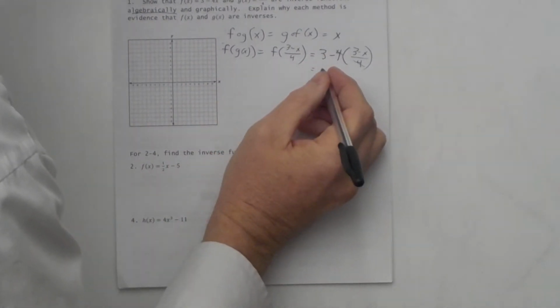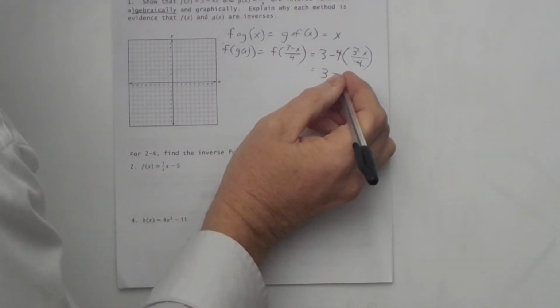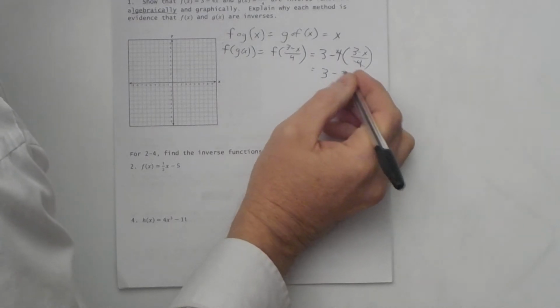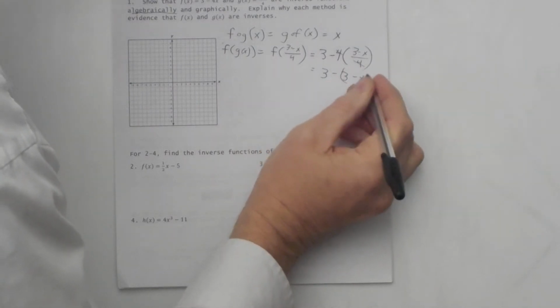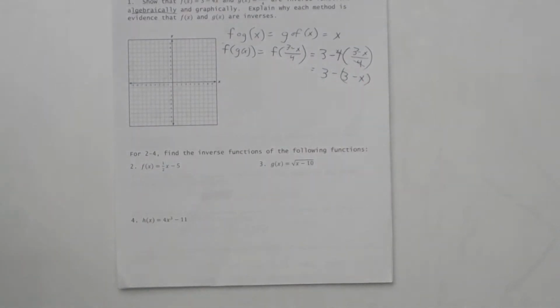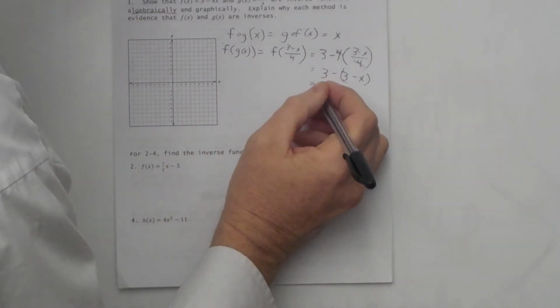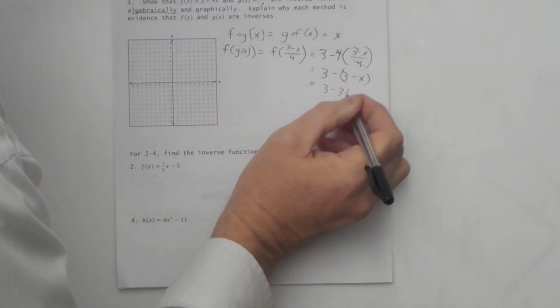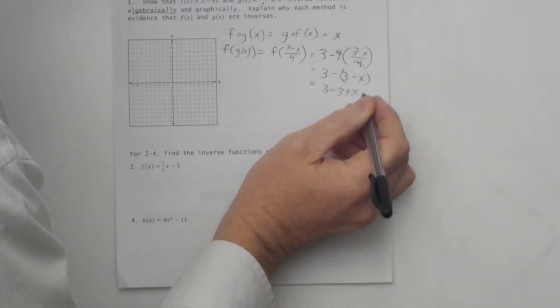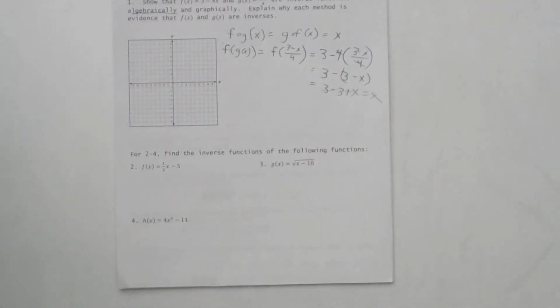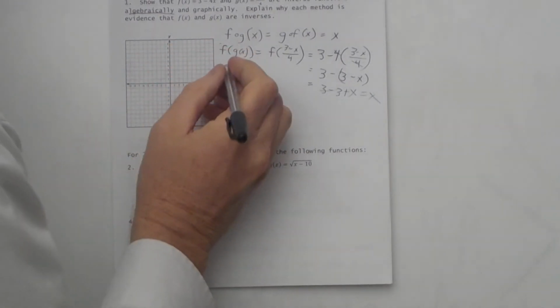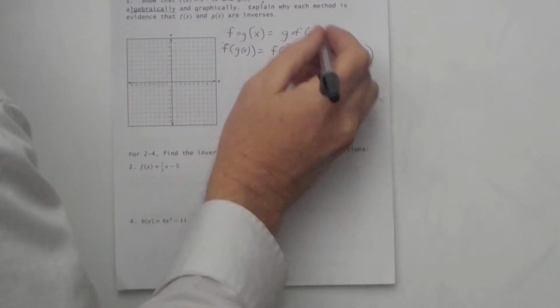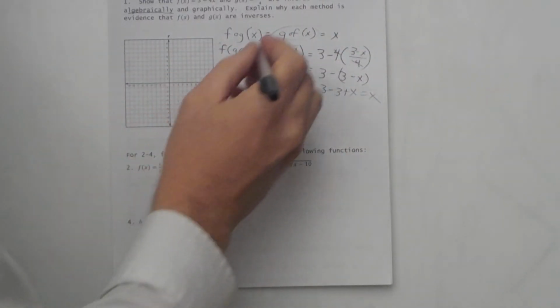And when I remove these parentheses, I got 3 minus 3. I'm going to put 3 minus x, which is 3 minus 3, and a negative is plus x. Those cancel. That is x. So we got one place where it's saying it's x. So far, so good. Now let's go for g of f of x.